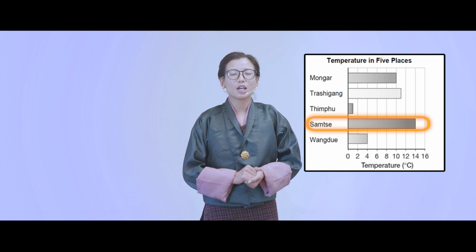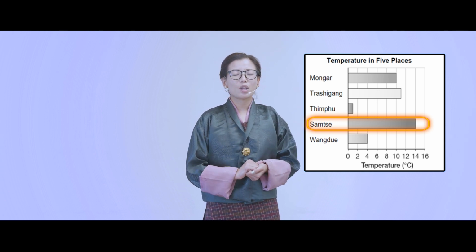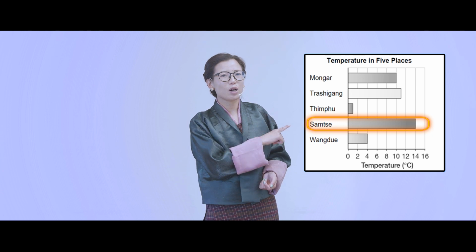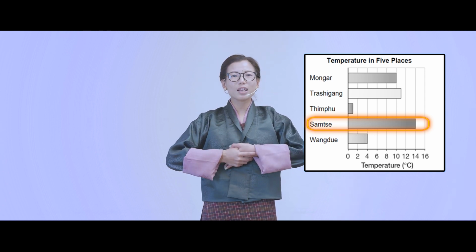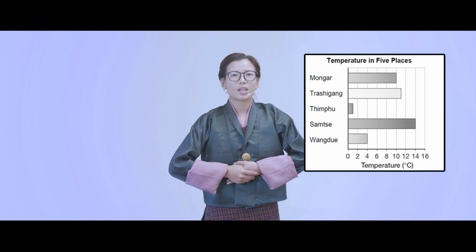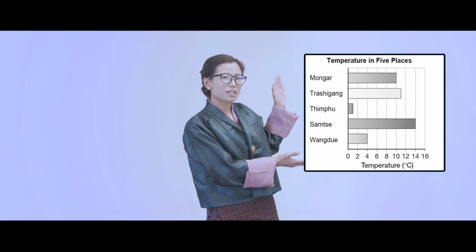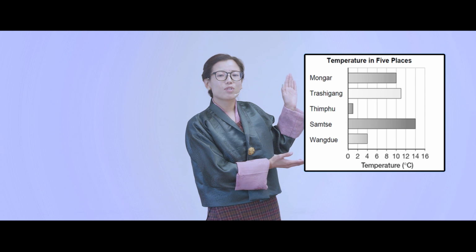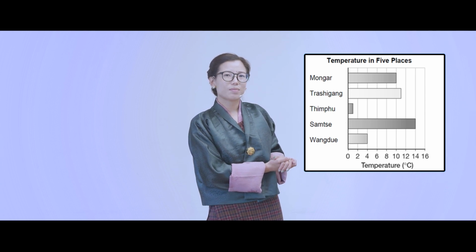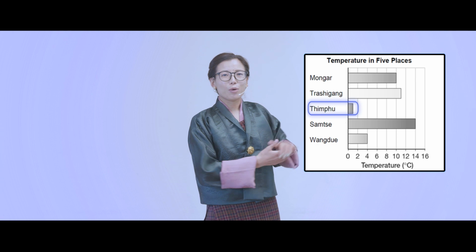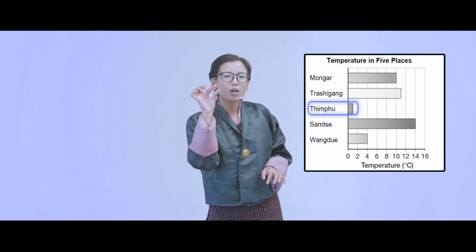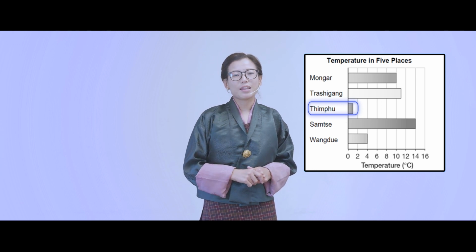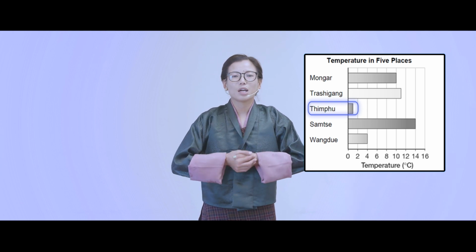Samtse is the warmest out of these 5 places, because you can see that the bar of Samtse is the tallest, or it is the longest. And which place do you think is the coldest? Which one? Look at this graph and tell me which place out of the 5 is the coldest. Thimphu, isn't it? Reason? Because you can see that Thimphu has the smallest bar. So that means that Thimphu is the coldest place.